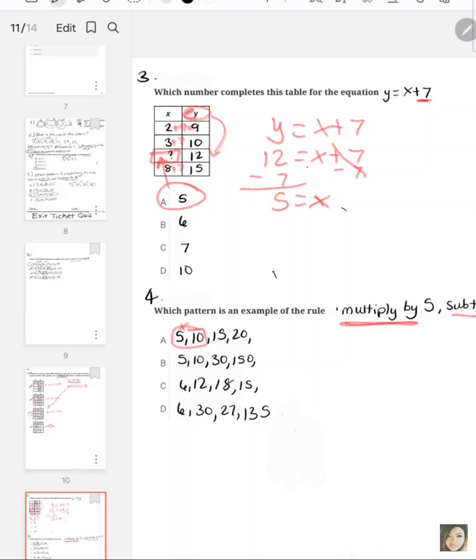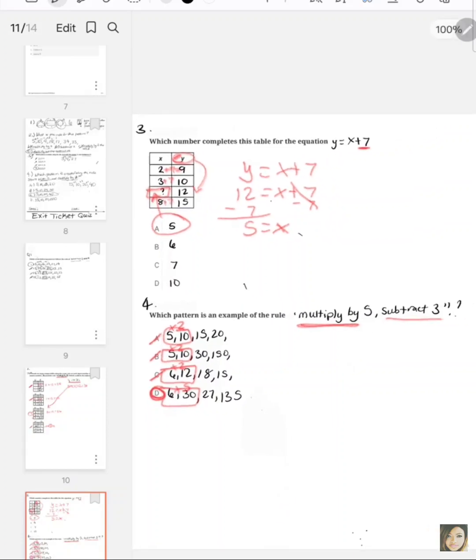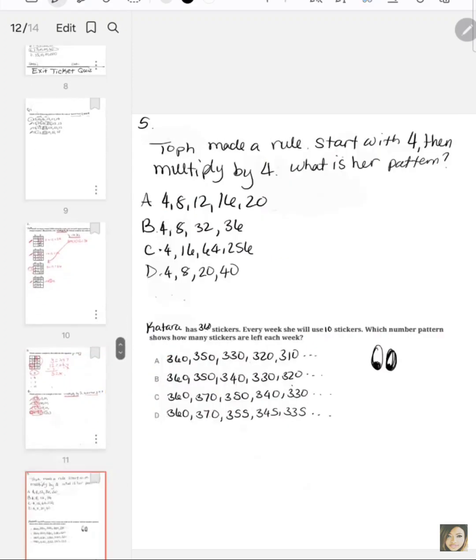I know 5 times 2 is 10. So again, those A and B are both wrong. And then 6 times 2 is 12, which is also wrong. But 6 times 5 is 30. And then 30 minus 3 is 27. So that also continues the rule. And then you have to multiply by 5. And it actually is the truth. So we're going to move on.